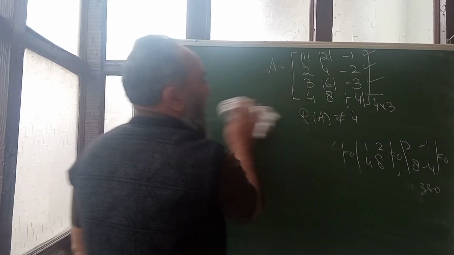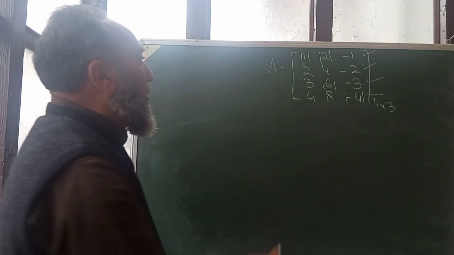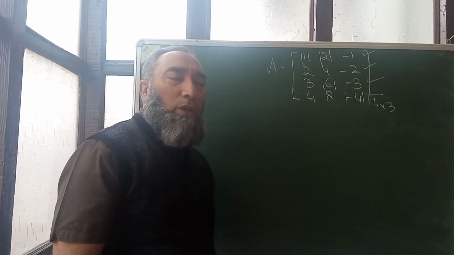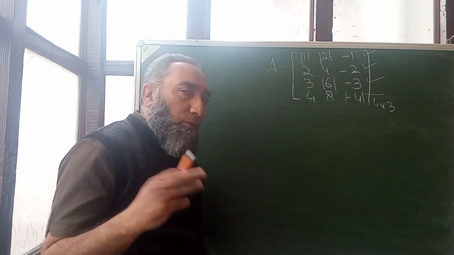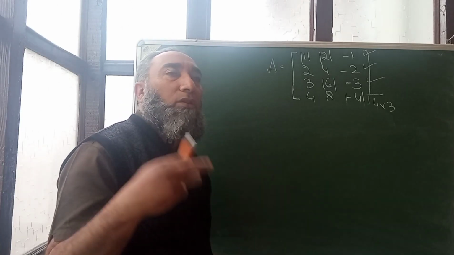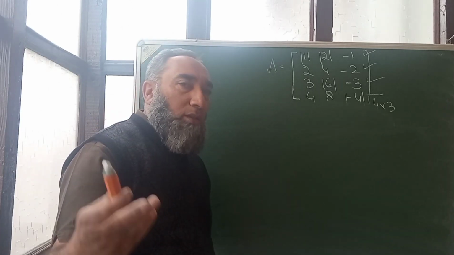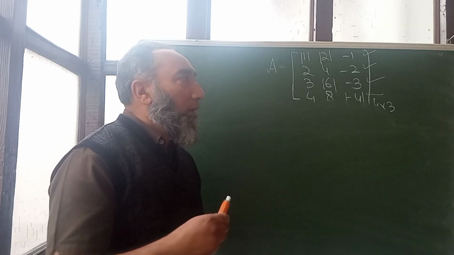Now let me tell you, this is a matrix of order 4 by 3 and you were able to see that minor of order 4 doesn't exist. Then minors of order 3 are 0, minors of order 2 are 0 and minor of order 1 is obviously 1 and it is not equal to 0.